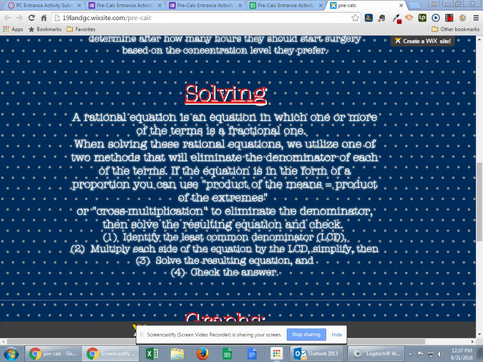Step 1, identify the least common denominator. Step 2, multiply each side of the equation by the LCD. Simplify, then solve the resulting equation and check the answer.